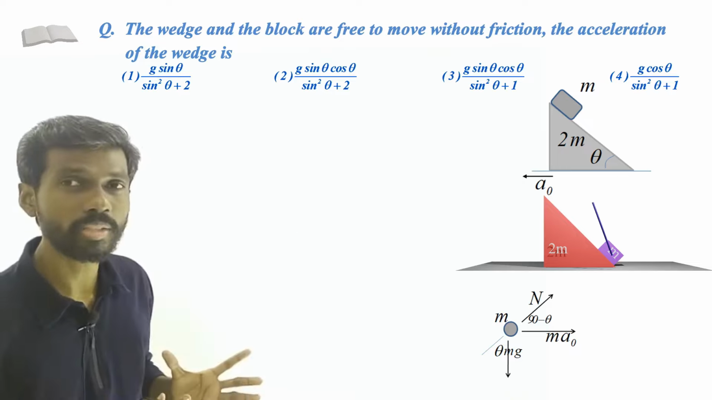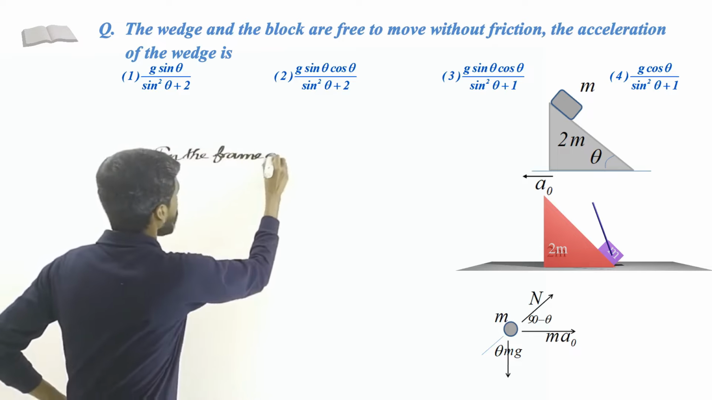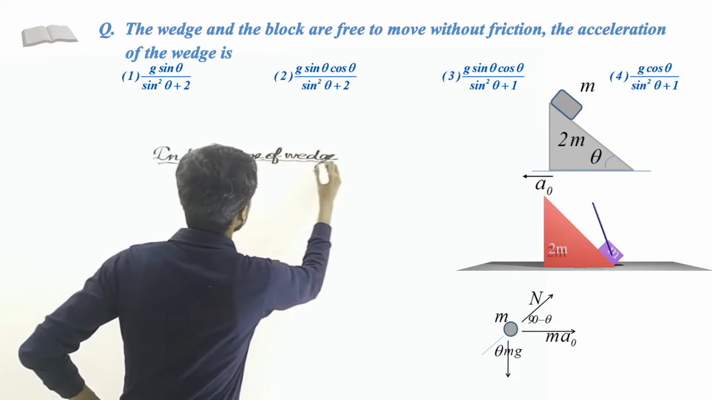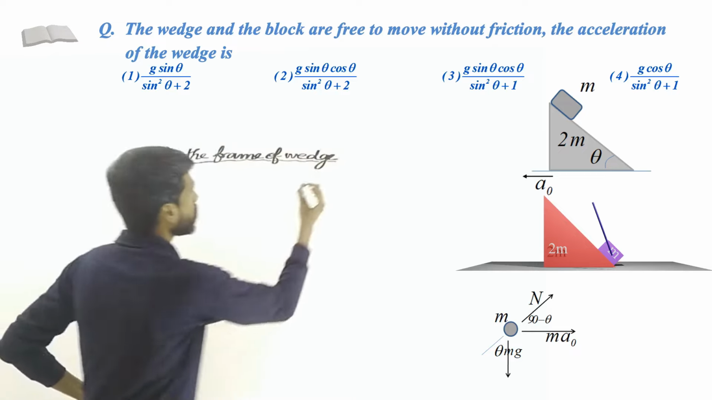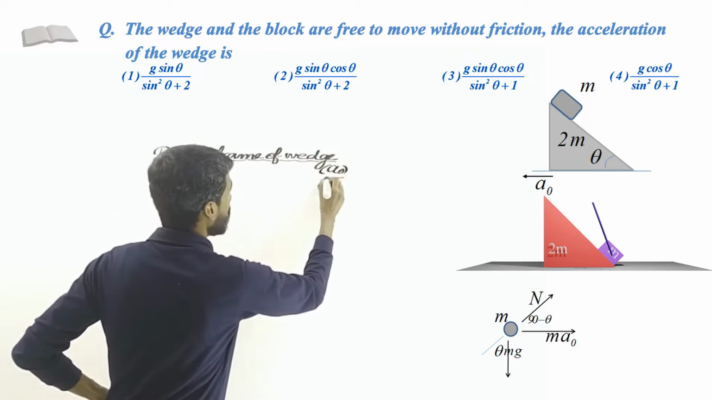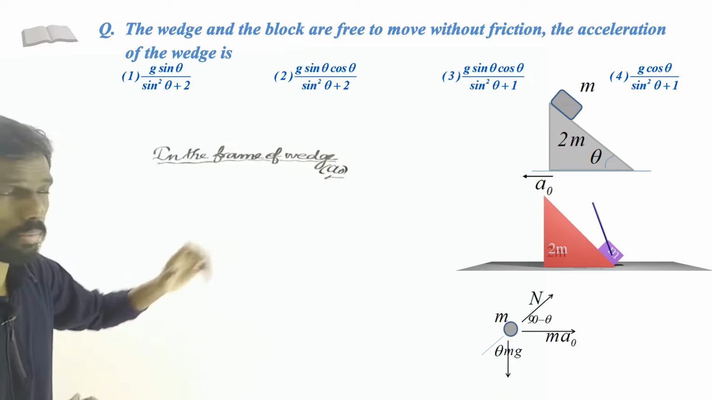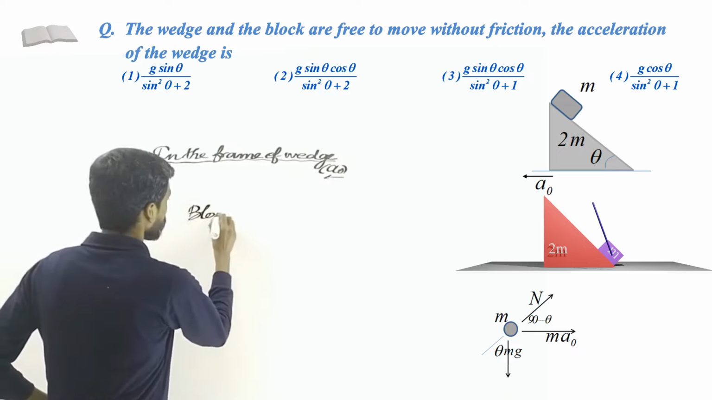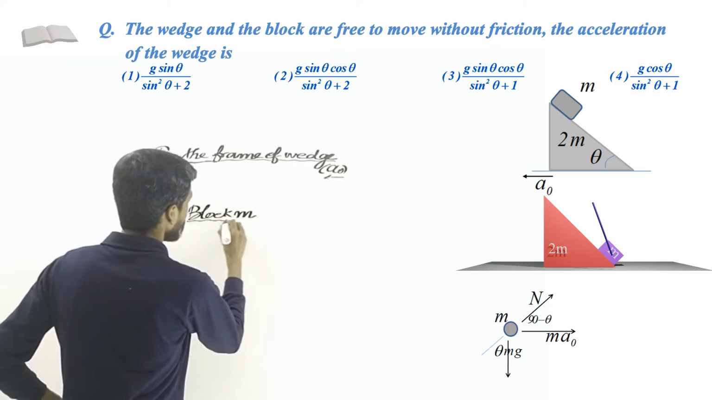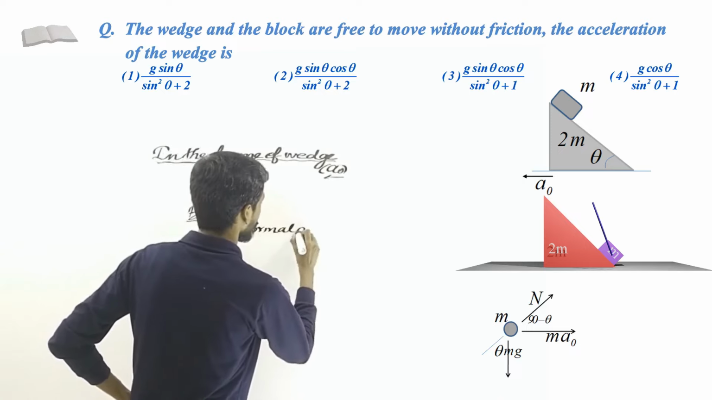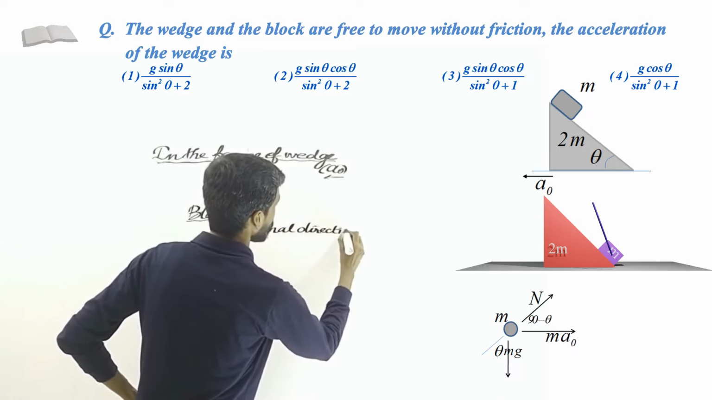So let us consider all these forces. All right, first of all, we are considering in the frame of the wedge, which means we are observing from the wedge. Okay, now that means a0 is the acceleration of the wedge in this direction. Yes, so that means we have to consider the pseudo force also for that block. Now for the block m, what are the forces acting on the block m in the normal direction? So we will consider the normal direction, normal to that incline. So what are the forces?